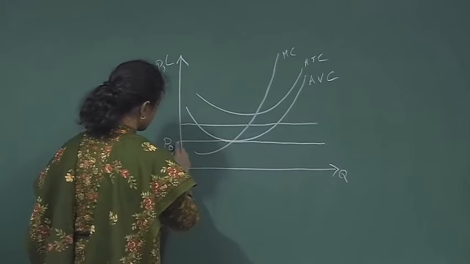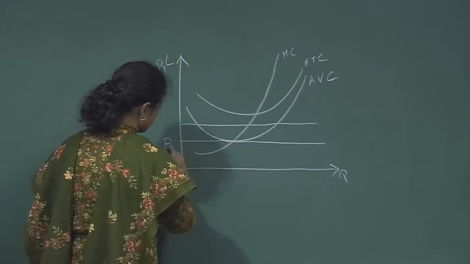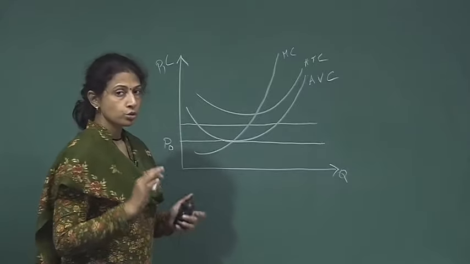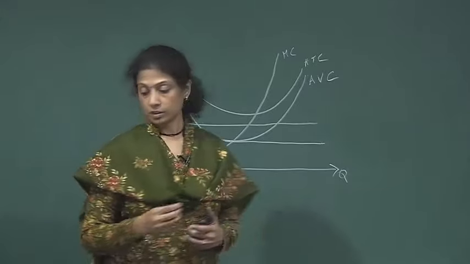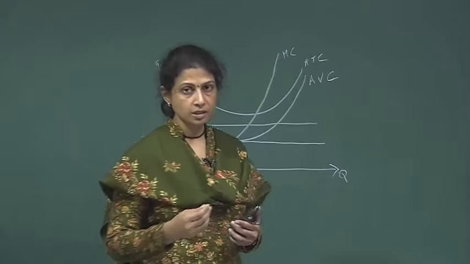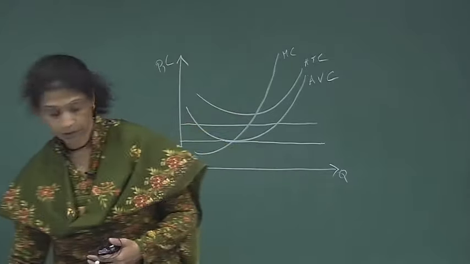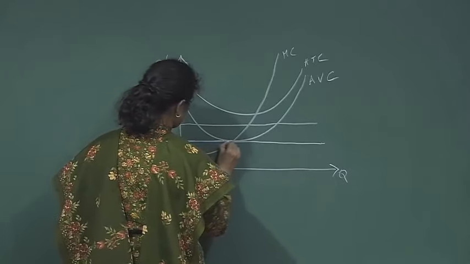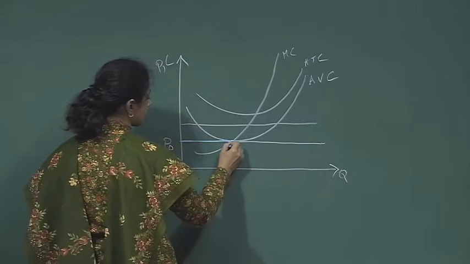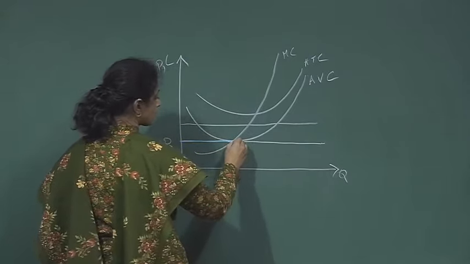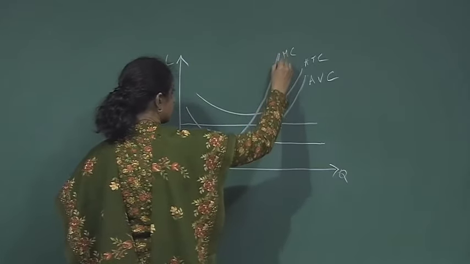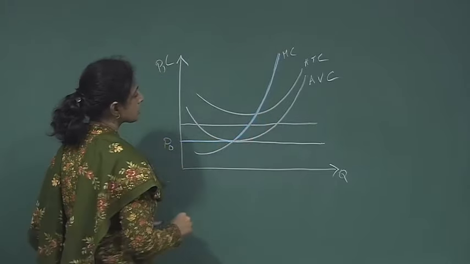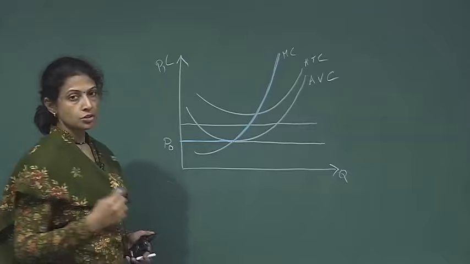So below this level, if the price falls below P naught, the firm is not going to produce, it is going to shut down. As we know, the marginal cost curve traces the supply curve, but in this case the supply is till here, at the minimum of the average variable cost. So this blue line is the supply decision of the firm.